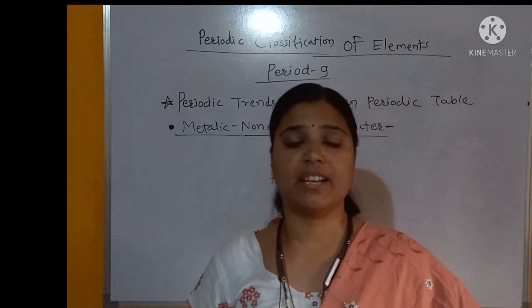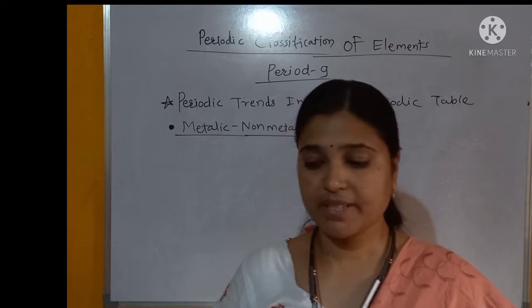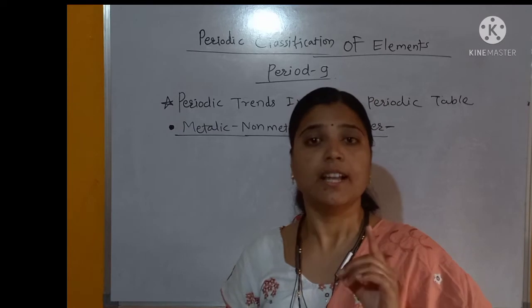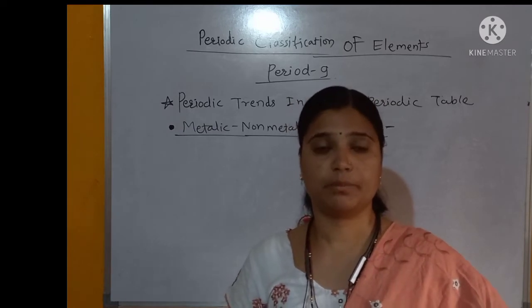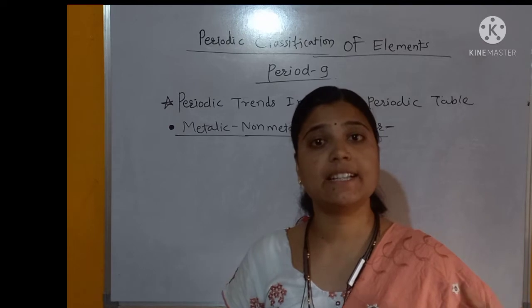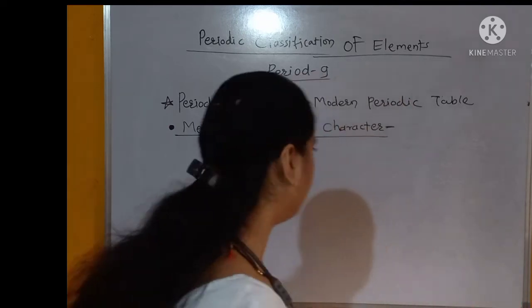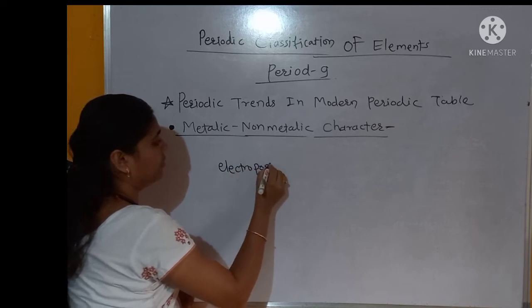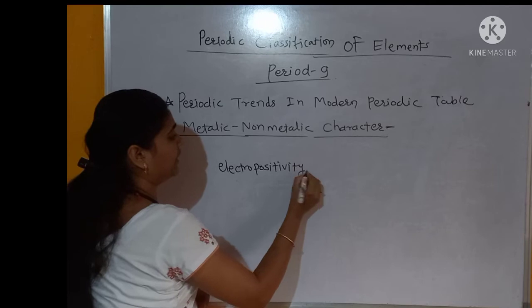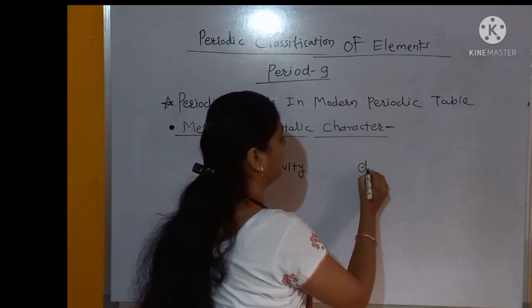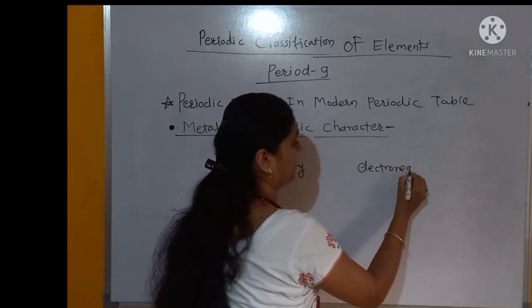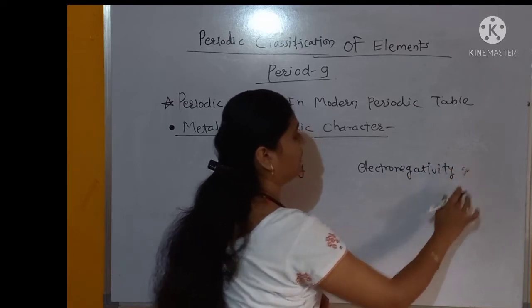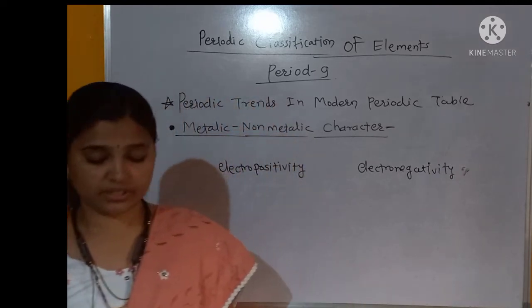Depending on their valency and atomic size, we discuss two terms related to metallic and non-metallic characters. The first term is the electropositivity of elements, and the second is the electronegativity of elements. These two terms are opposite to each other.